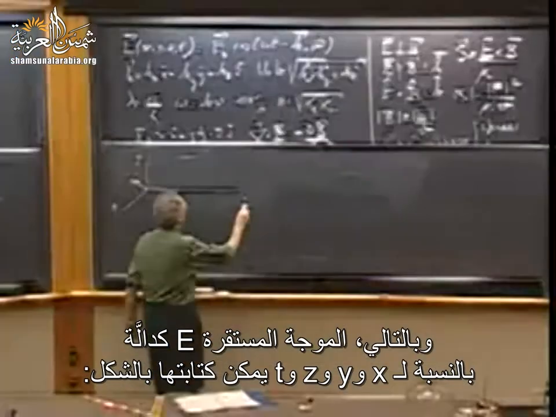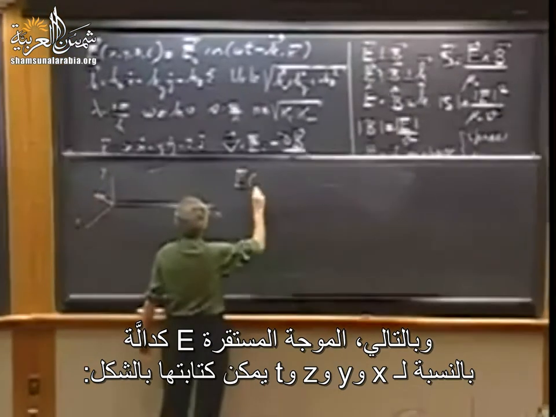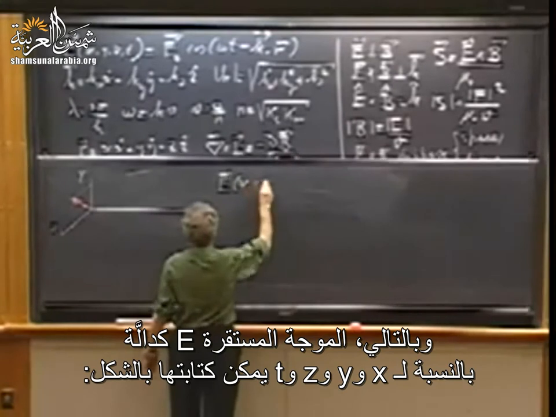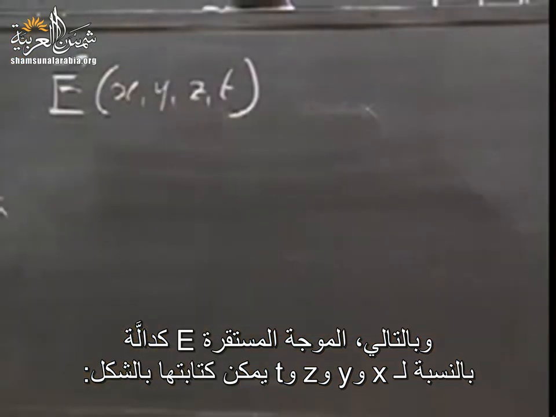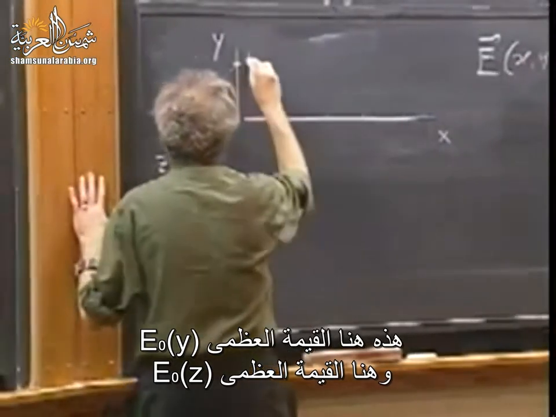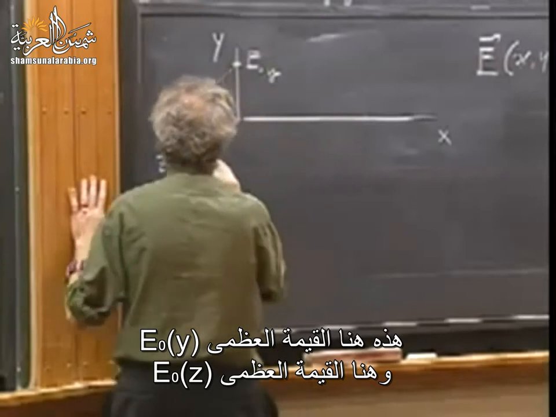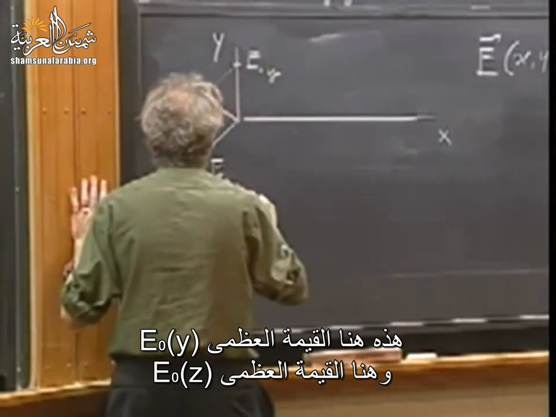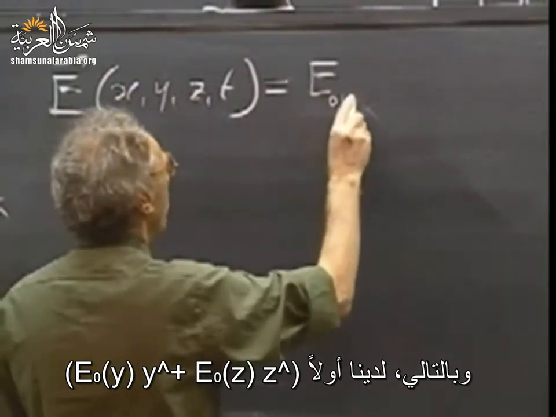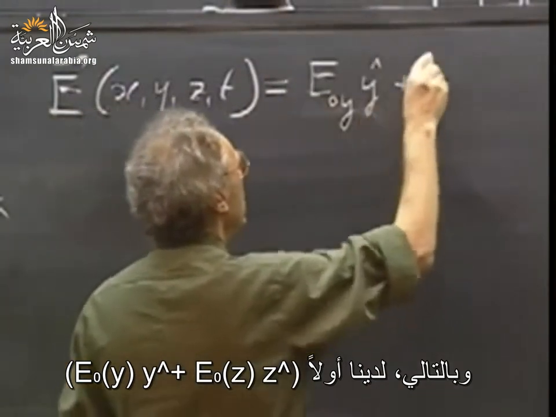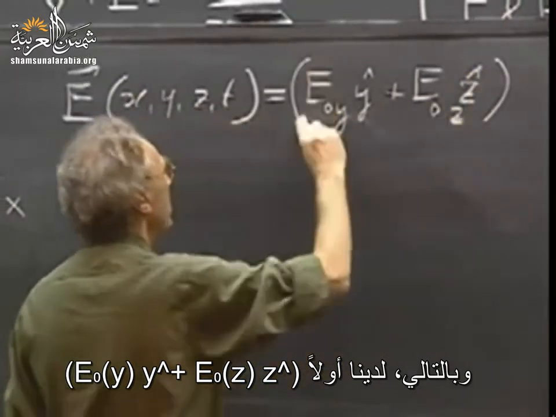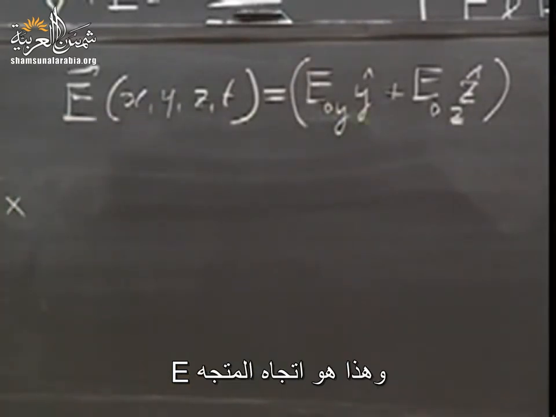So the standing wave, E, as a function of x, y, z, and t, can then be written as this vector. This here would be E0y at its maximum. This would be E0z at its maximum. So that's the one that comes first. So you get E0y in the y direction plus E0z in the z direction. That is the direction of that E vector.